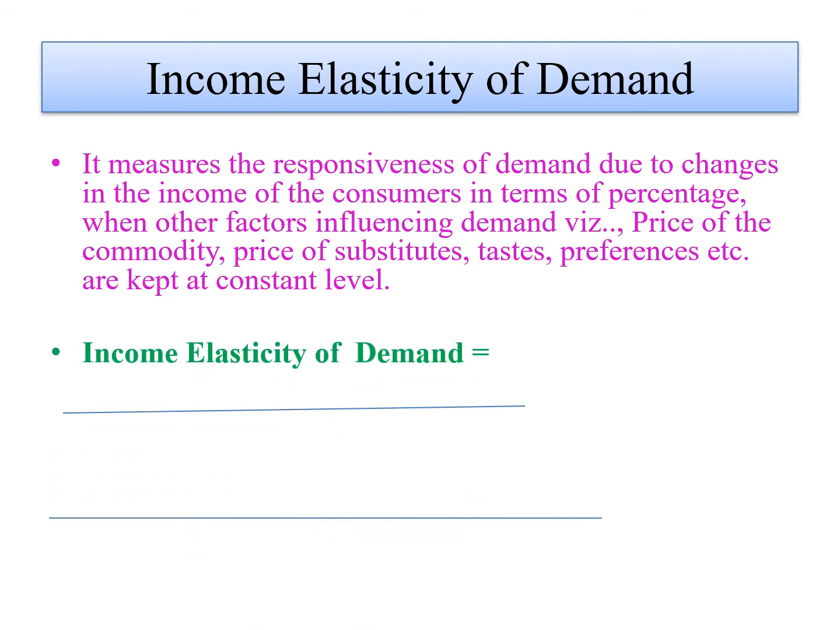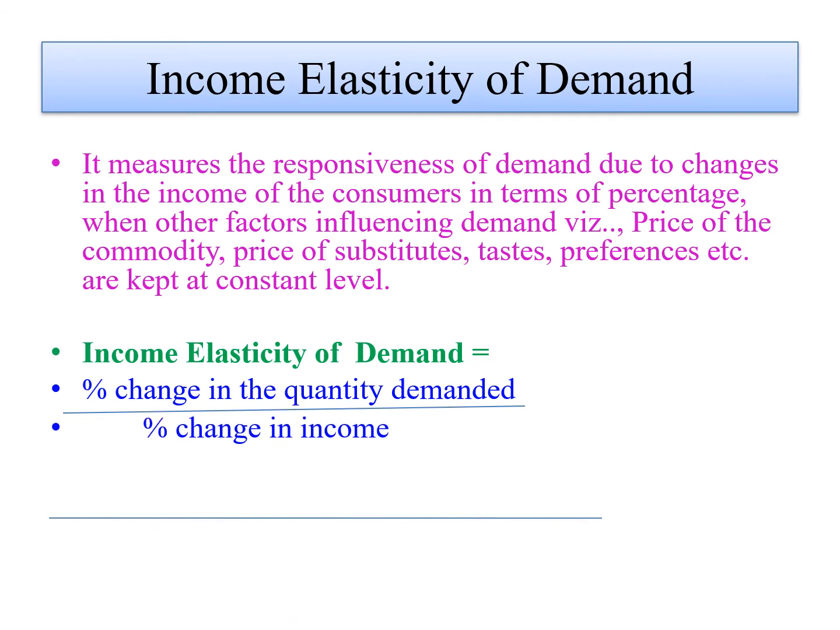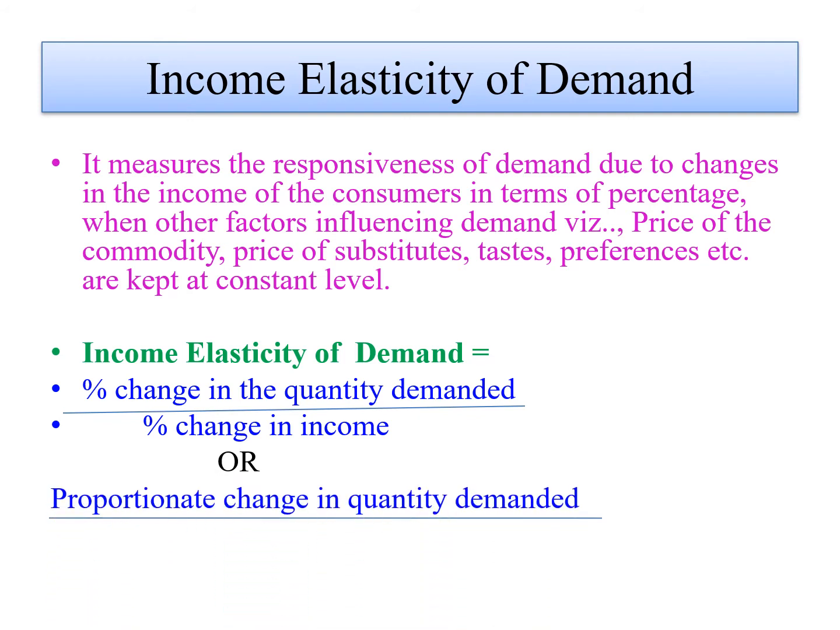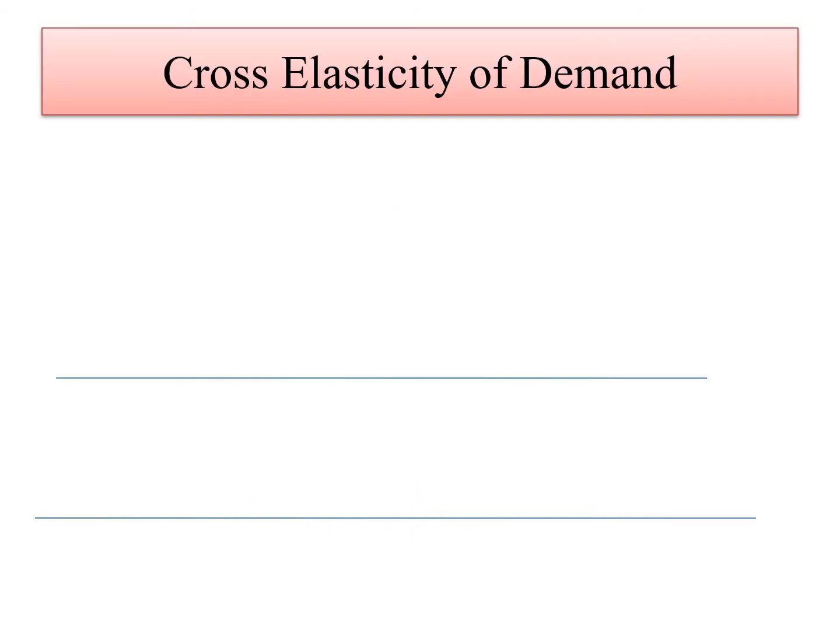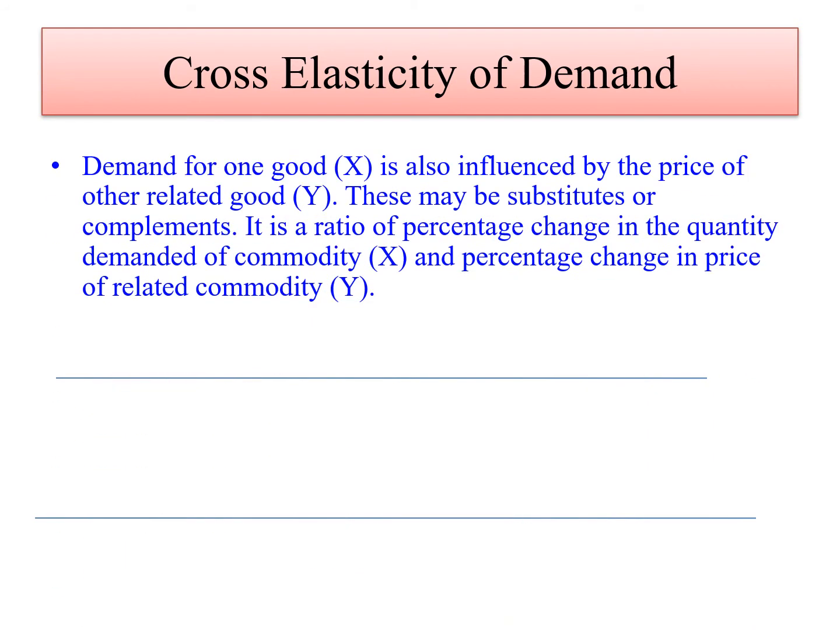There is a formula to calculate the income elasticity of demand, and that is percent change in the quantity demanded divided by percent change in the income. Or there is another one also, proportionate change in the quantity demanded divided by proportionate change in the income. These are the formulas used to calculate the income elasticity of demand for any individual. Then last one is cross elasticity of demand.